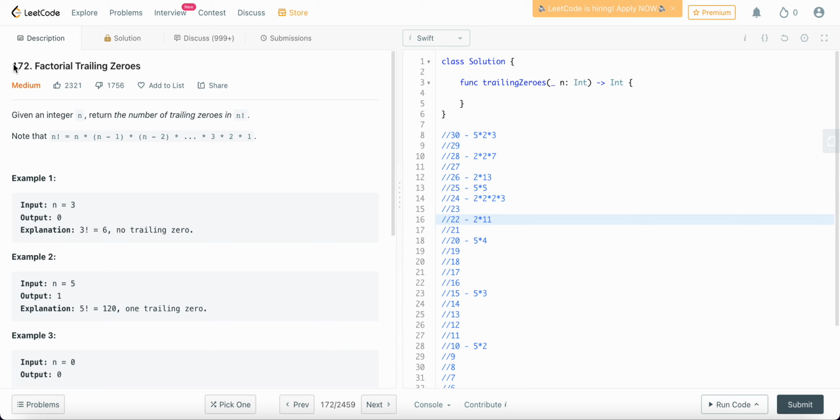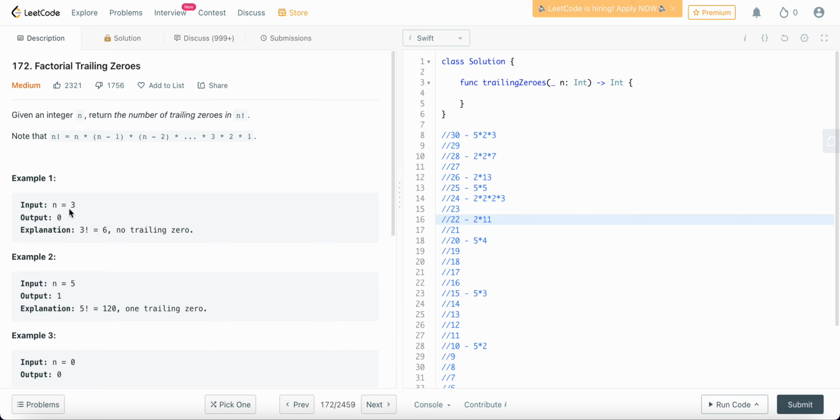Just another miscellaneous question, which is question number 172 on Leetcode, Factorial Trailing Zeroes, a medium level question. The question basically says that we have a number and we have to calculate the factorial of it, and then we have to calculate the trailing zeros. Okay, let's see the example.